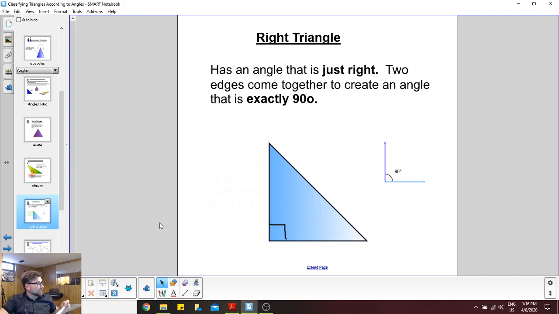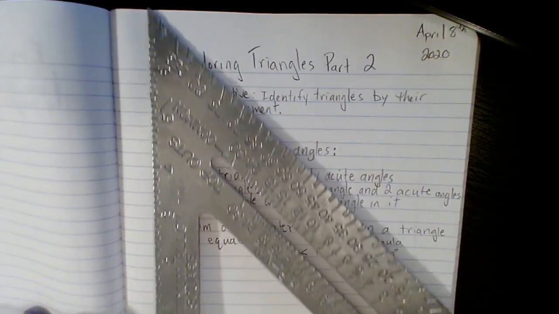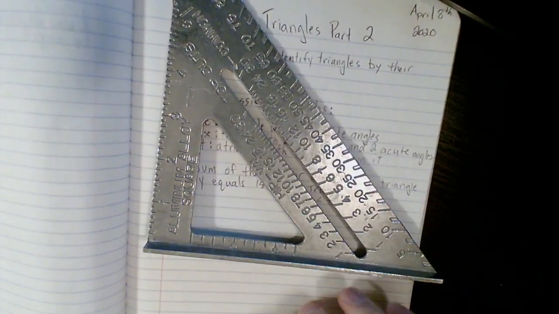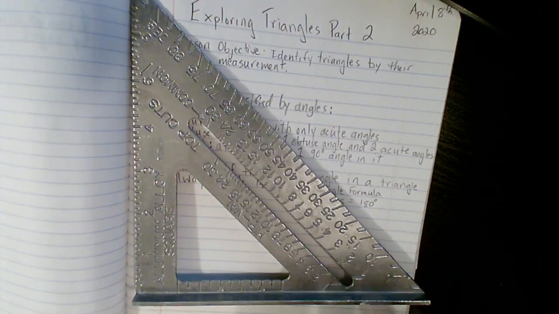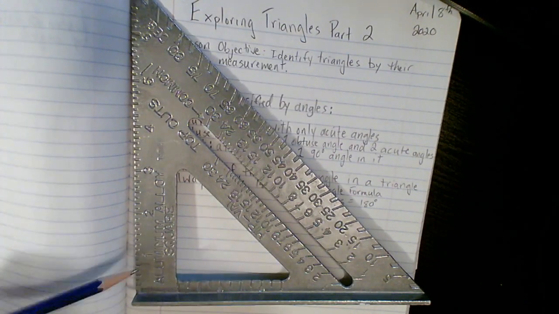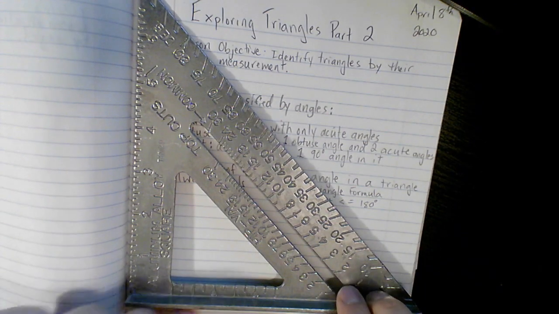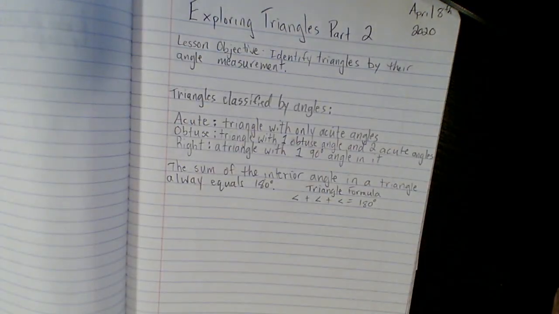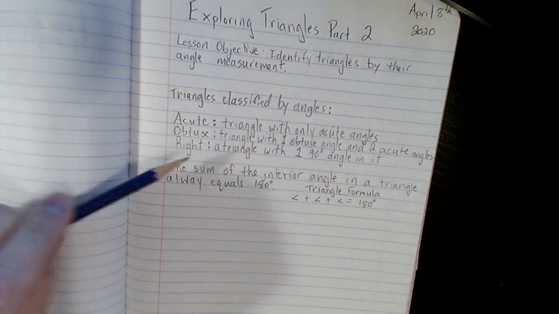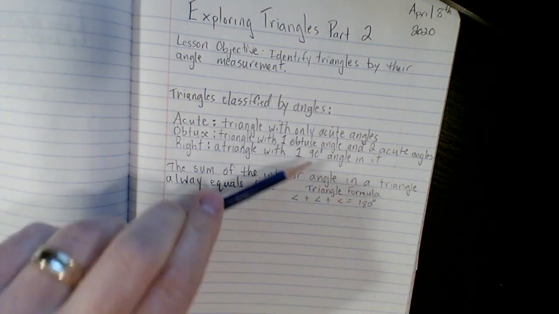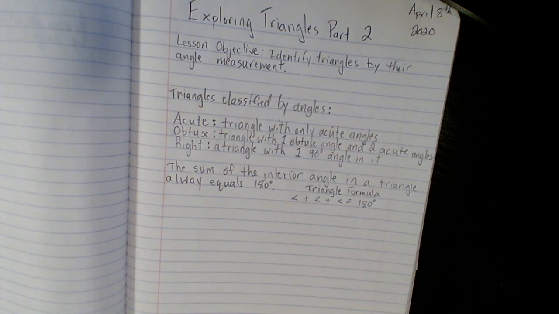Now, just for a fun fact, this item here is a measurement tool that carpenters use. It is called a speed square, and if you look at it, it has a 90-degree angle, making it a right triangle so that you can draw straight lines. Very cool. So write that in your notes: a right triangle is a triangle with one 90-degree angle in it.